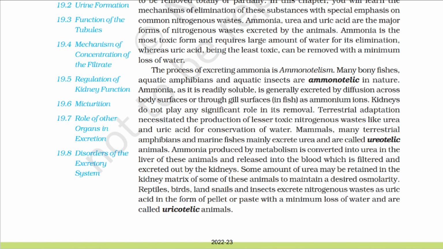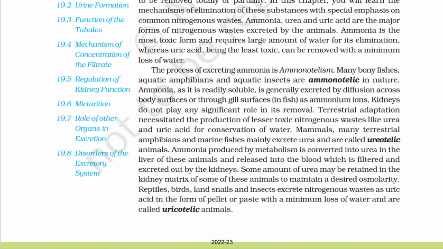Ammonia, as it is readily soluble, is generally excreted by diffusion across body surfaces or through gill surfaces in fish as ammonium ions. Kidneys do not play any significant role in its removal. Terrestrial adaptation necessitated the production of lesser toxic nitrogenous wastes like urea and uric acid for conservation of water. Mammals, many terrestrial amphibians and marine fishes mainly excrete urea and are called ureotelic animals.